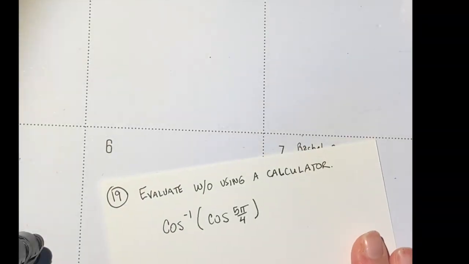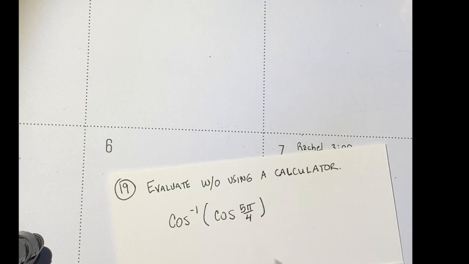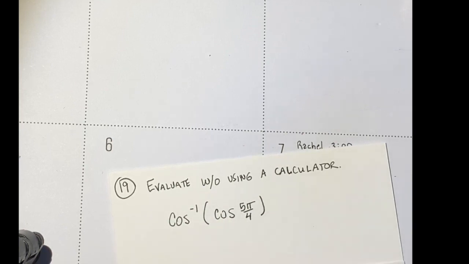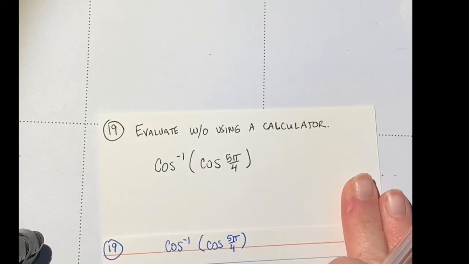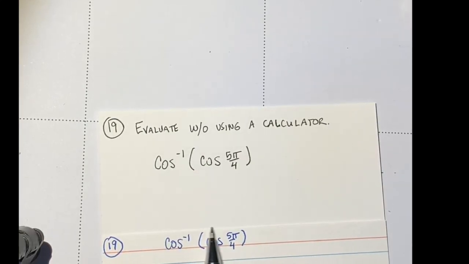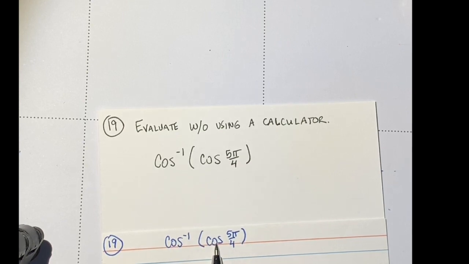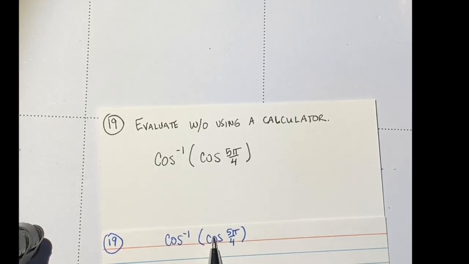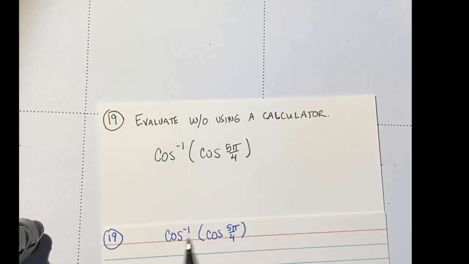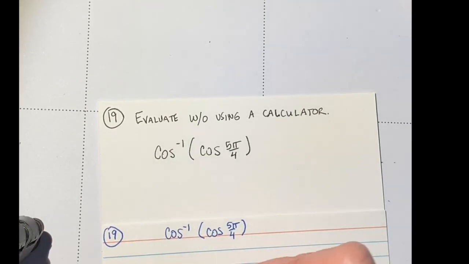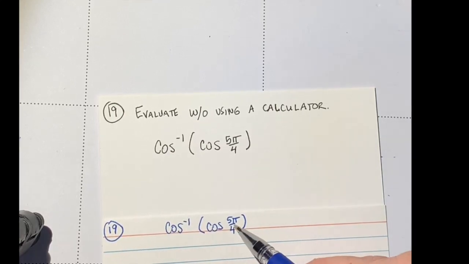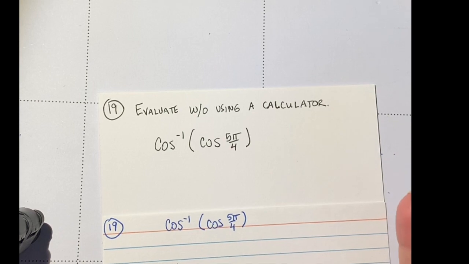All right, 19, same thing as 18, except the inverse is on the outside this time, so it's a little bit flipped around from that. So I need to find the inverse cosine of the cosine of 5 pi/4. So let me start here to figure out what the ratio of sides adjacent to hypotenuse is for this angle, and then I'll do the inverse cosine of that. So again, I'm going to draw it out and make it visual here so we can see it.